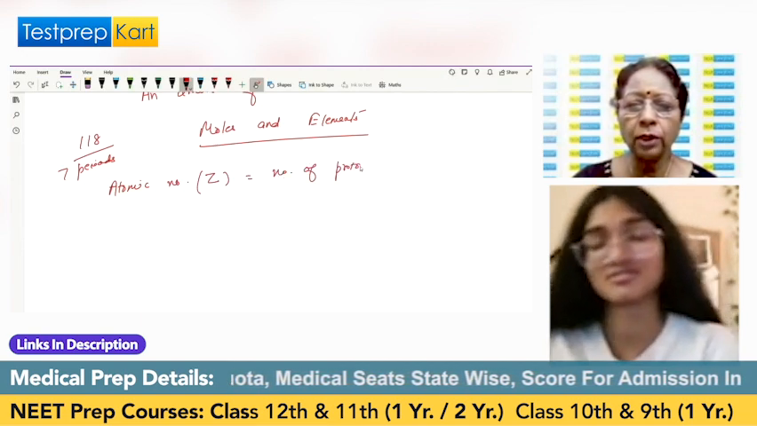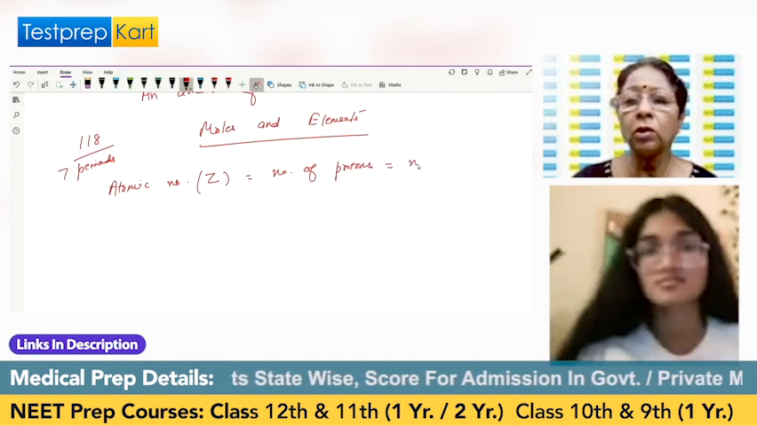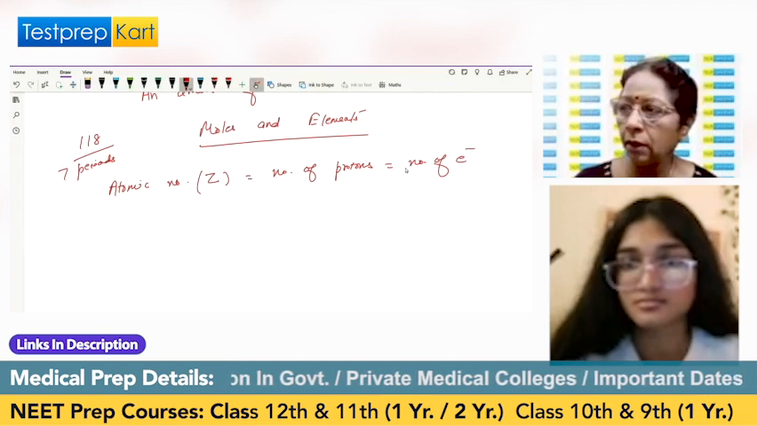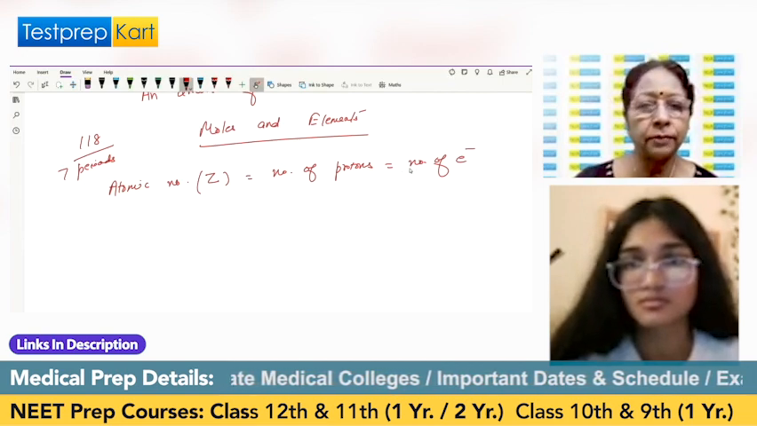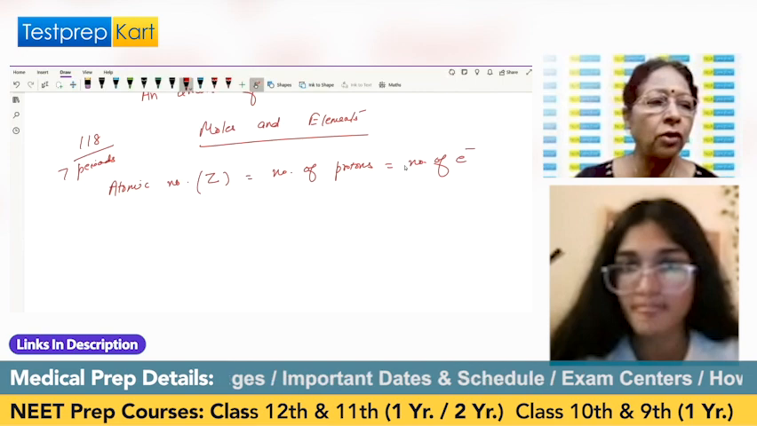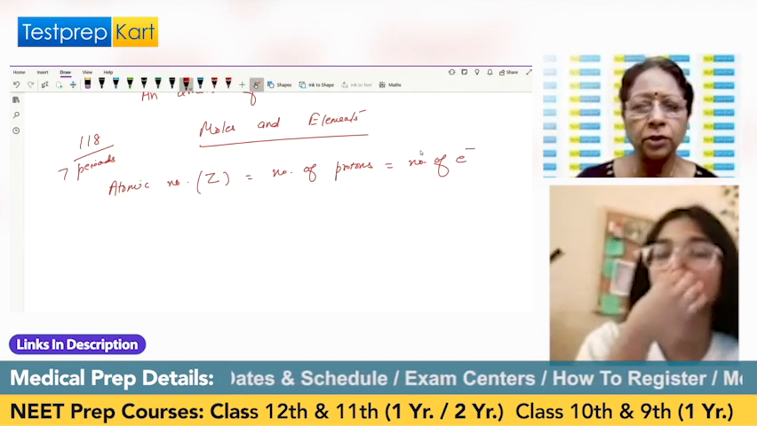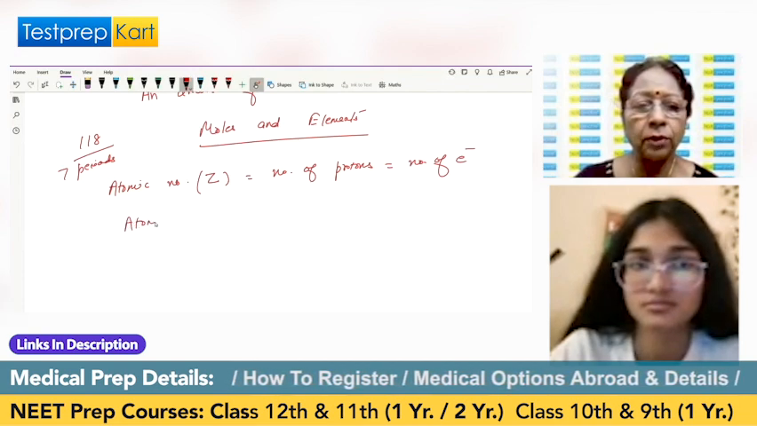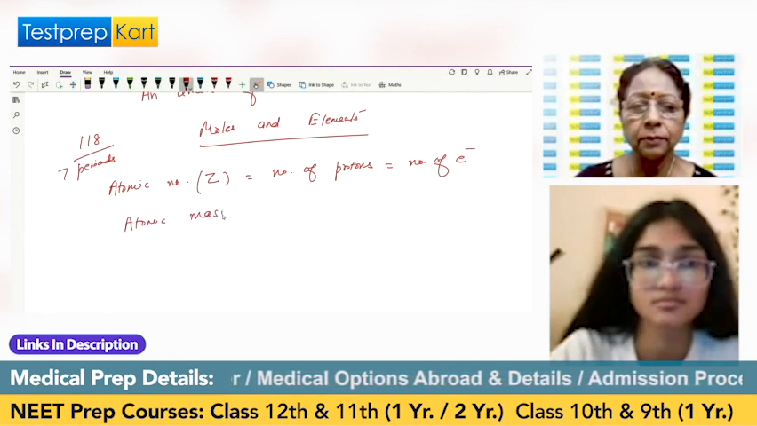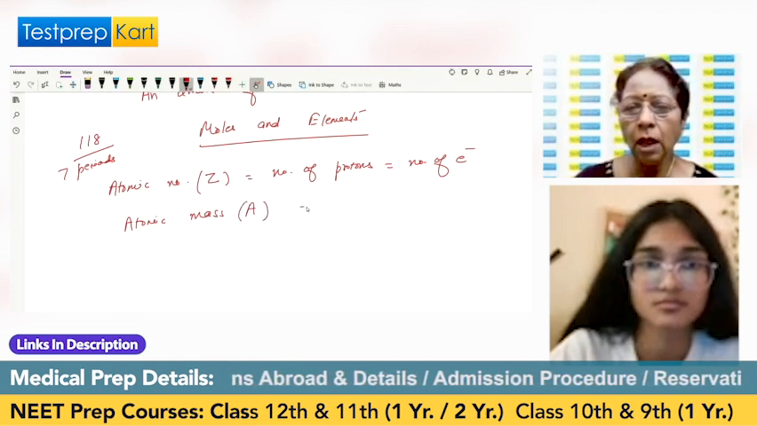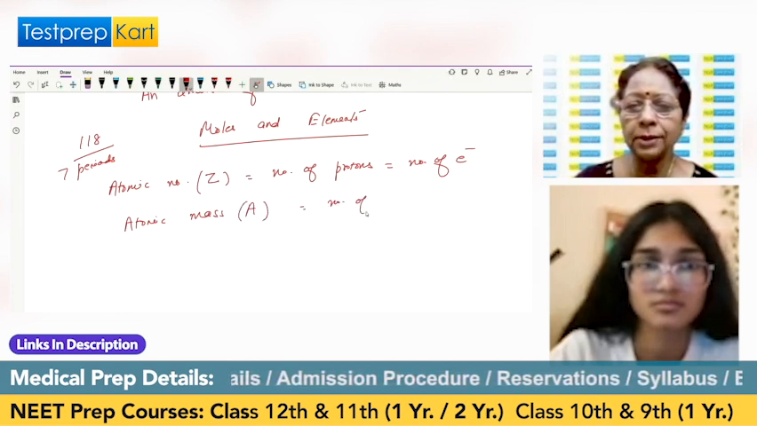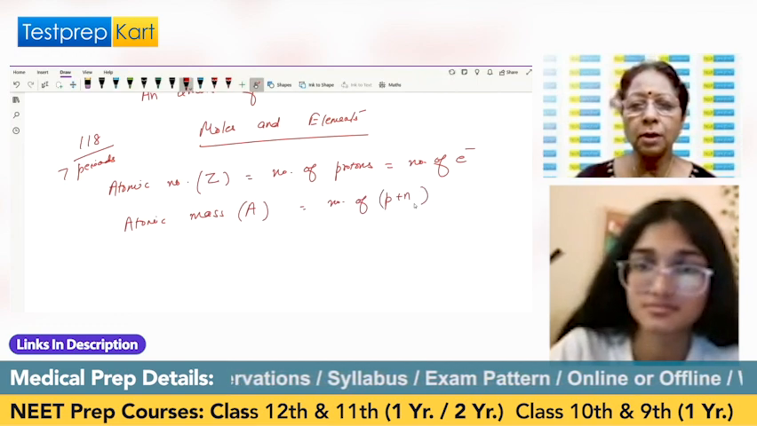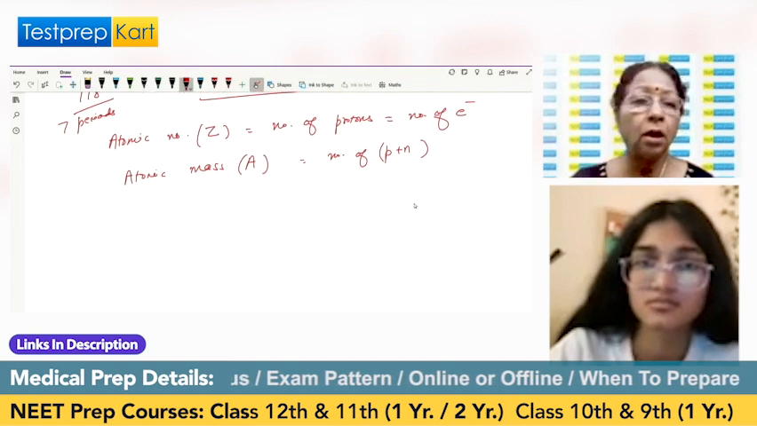If the atom is neutral, then it will also be the number of electrons. But if you have an ion, then the number of electrons will change, and it will no longer be the number of electrons, but the number of protons. I will show you an example. So atomic number is the number of protons, or electrons if it is neutral. Atomic mass is A, which is the number of protons plus neutrons. Protons and neutrons are present inside the nucleus of an atom.